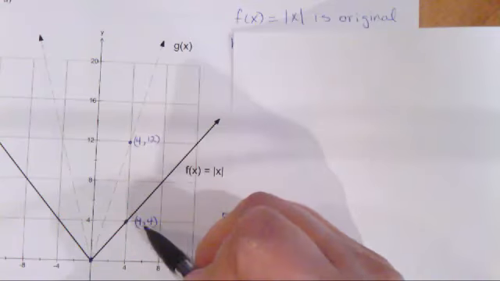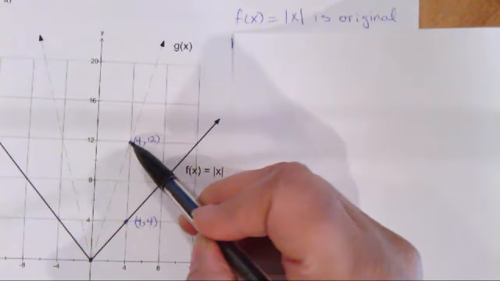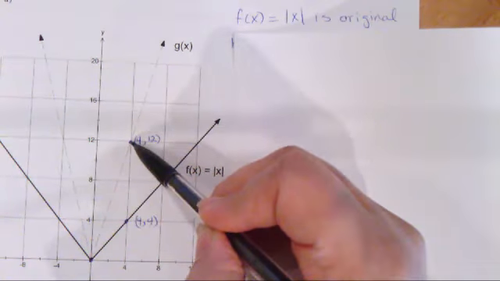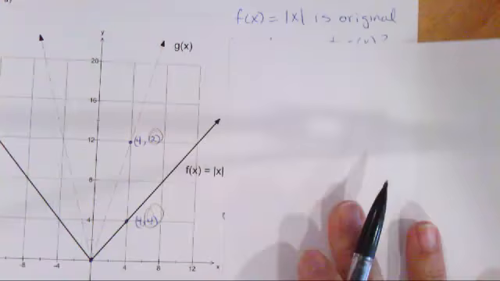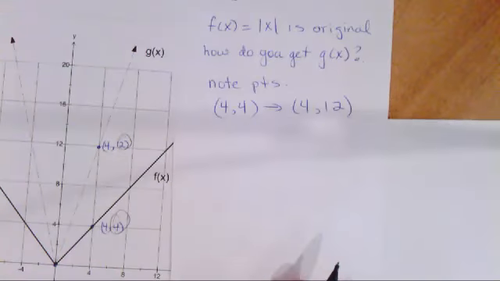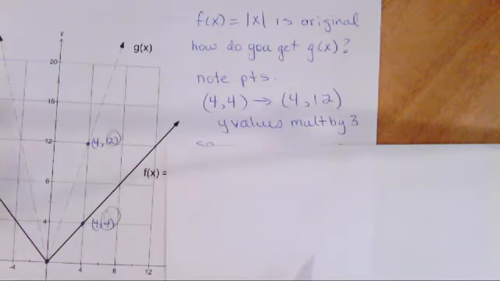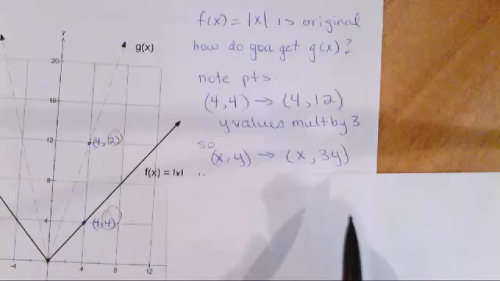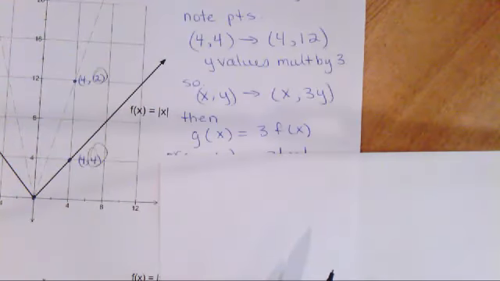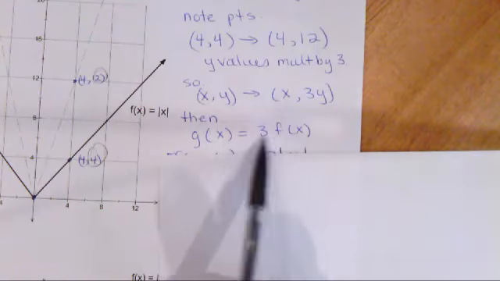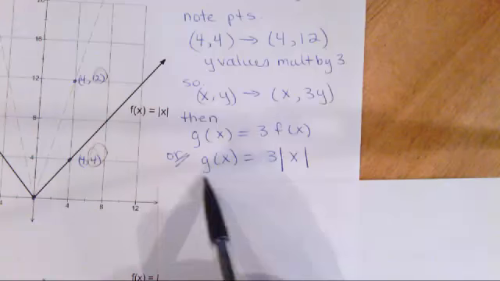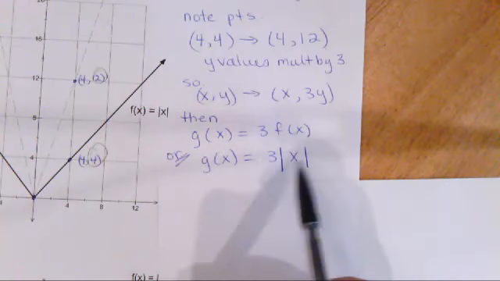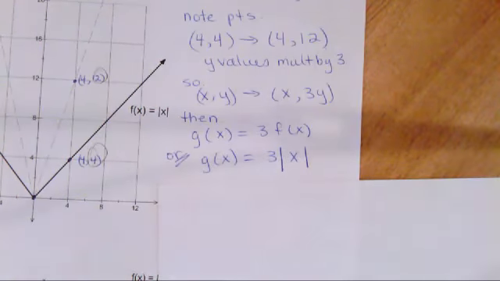So you can see that here we've got 4, 4, and then I've correlated it to this point right here. And you can see that the y values have changed. So how have the y values changed? Well, we multiply them by 3. So this is what our mapping notation looks like. And then we can apply that to our function notation. If you want to write it in terms of the actual equation, that's what it would look like, 3 times the absolute value of x.